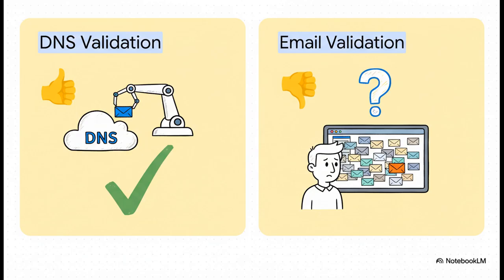So when you're using ACM, you have two ways to prove you own the domain. There's the hard way, email validation. You have to wait for an email and click a link. It's manual, emails get lost, it's just not reliable. Then there's the right way, the professional way, DNS validation. You add one little record to your DNS one time, and it is automated for life. It's the definition of set it and forget it.